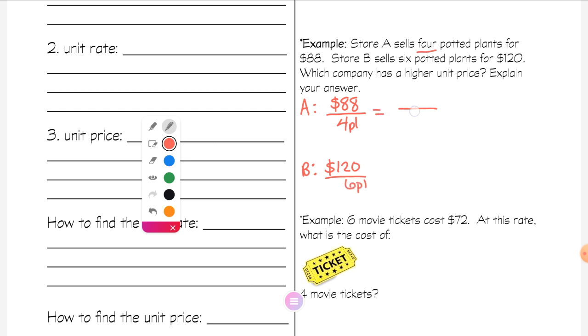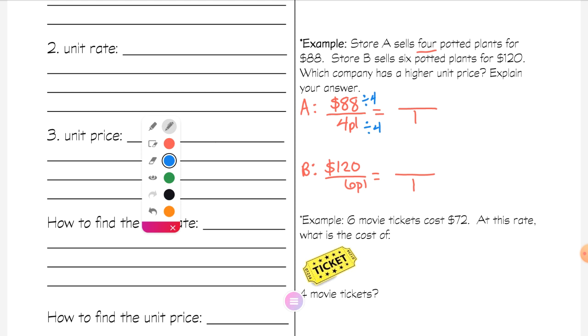If I need it per plant, that means I'm going to get it over 1. Jake, how do I get from 4 to 1? Divide by 4. On tonight's homework, you can use calculators because I'm not testing your division, I'm testing your unit rate and to see if you know how to do it, but you must show the work.